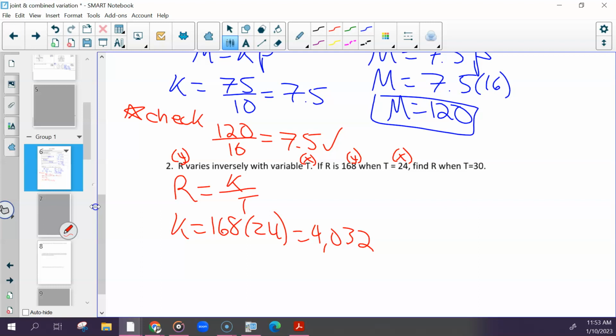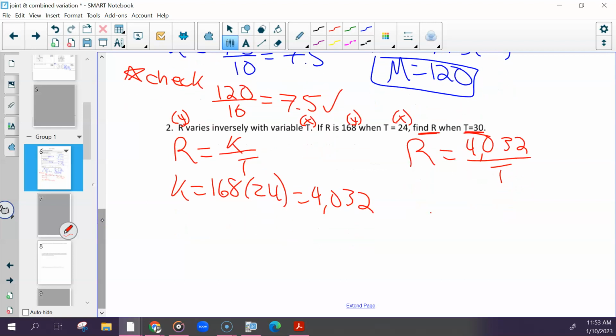Then we would take that k value, put it back into our original equation. So r equals 4032 over t. Look at the other numbers they give you. So now we need to find r when t is 30. Put 30 in for t and figure out what r is.